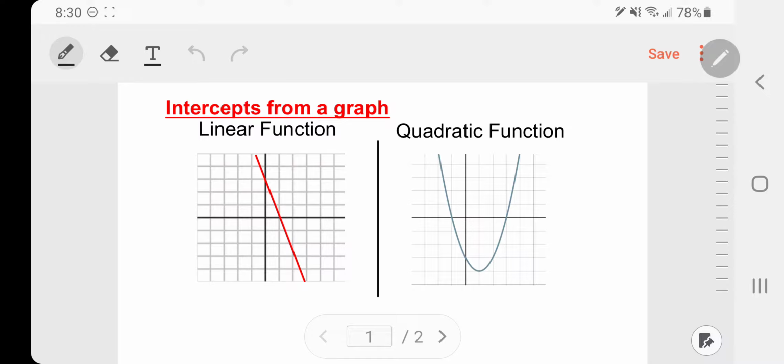I say at most because it's possible that it may not have a y-intercept or it may not have an x-intercept. This one specifically does. Okay, my x-intercept, we know I'm looking for where my line crosses the x-axis. So that's going to be this point right here, meaning that my x-intercept would be the point 1, 0, and my y-intercept is where it crosses the y-axis, and that would be the point 0, 3.